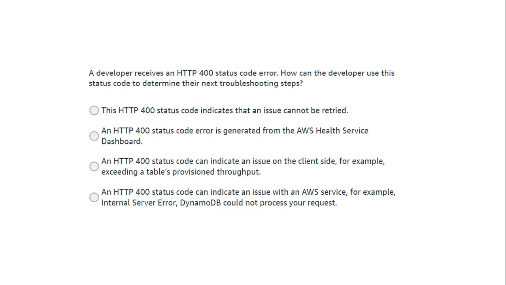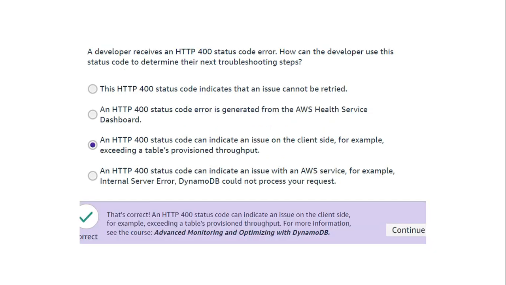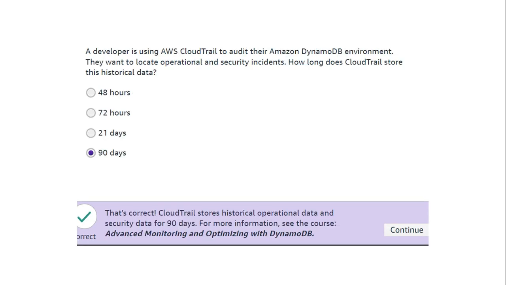A developer receives an HTTP 400 status code error. How can the developer use this status code to determine the next troubleshooting step? It will be determined by provisioned throughput. An HTTP 400 status code can indicate an issue on the client side. So it will exceed a table's provisioned throughput.